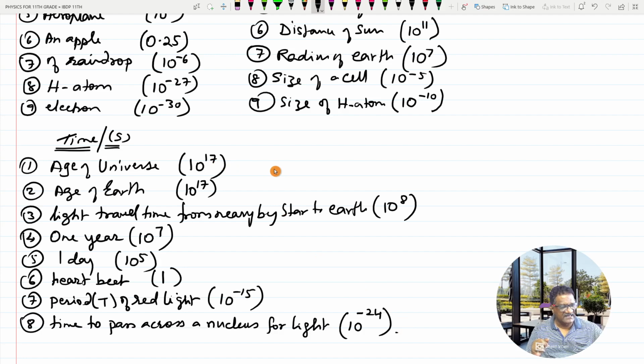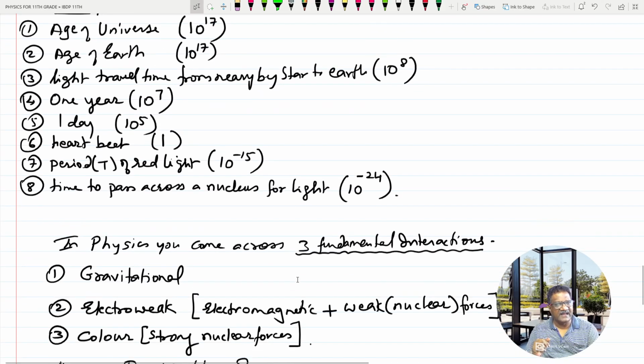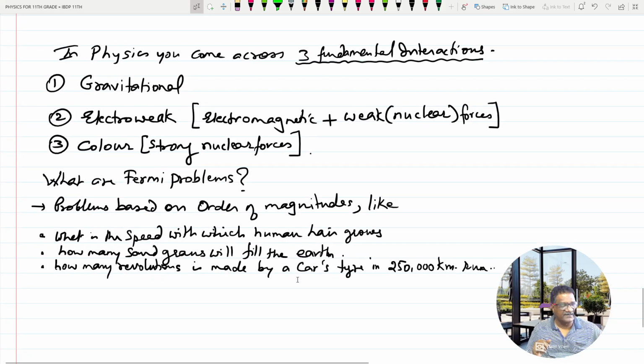Before we come to an end, let me tell you about this also. In physics, you come across three fundamental interactions. One is the gravitational interaction. Second is the electroweak interaction, in which you have the electromagnetic plus the nuclear forces, where the nuclear interactions are taken as the weak force interaction. And the third one is the color interaction, or strong nuclear force interaction.